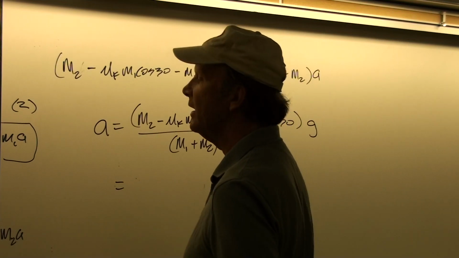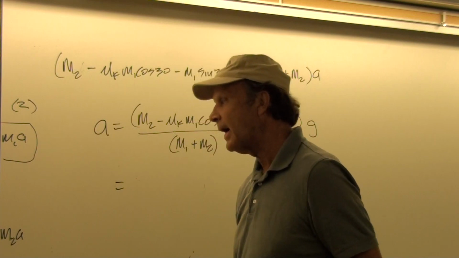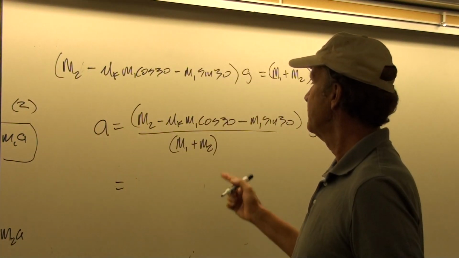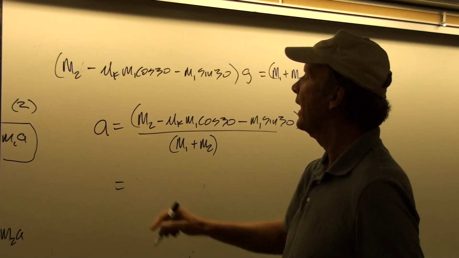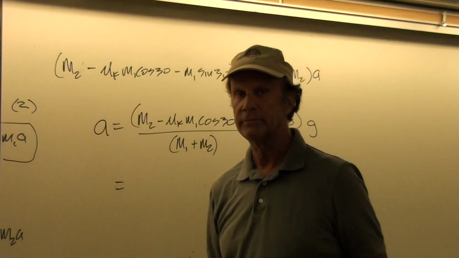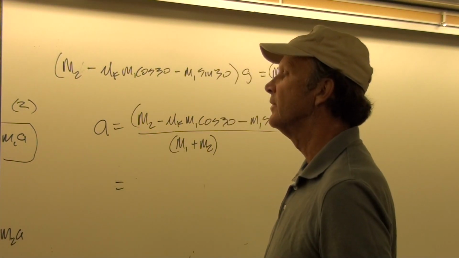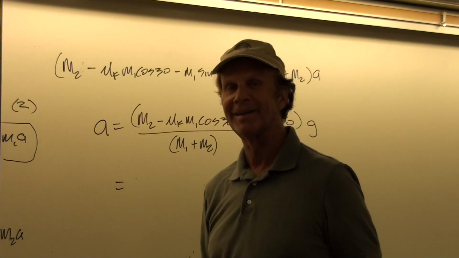So plug this in. Now remember in the last example we got 5 meters per second squared. So here with an extra negative term in the numerator, I'm expecting that the acceleration will be less than 5. So that's a reasonable answer then. If it's more than 5, that's not a reasonable answer.